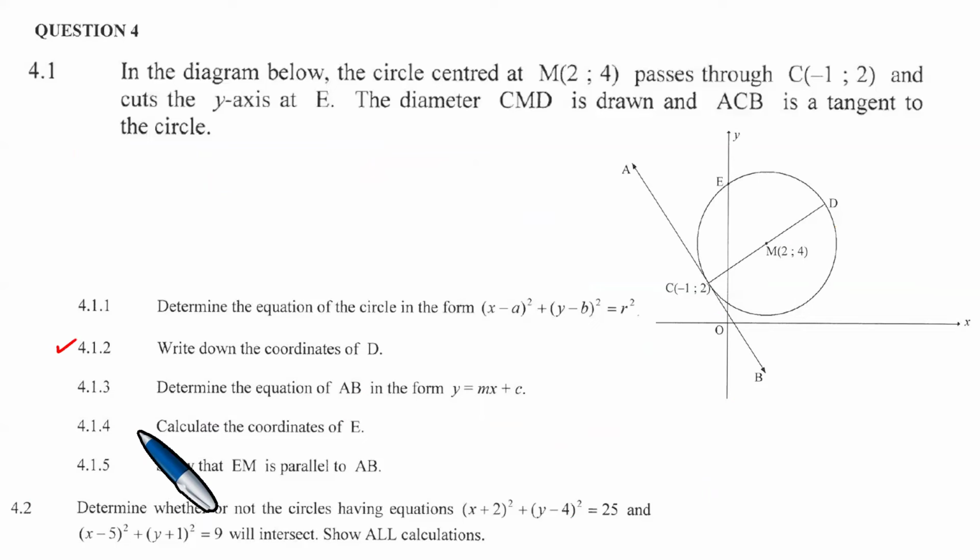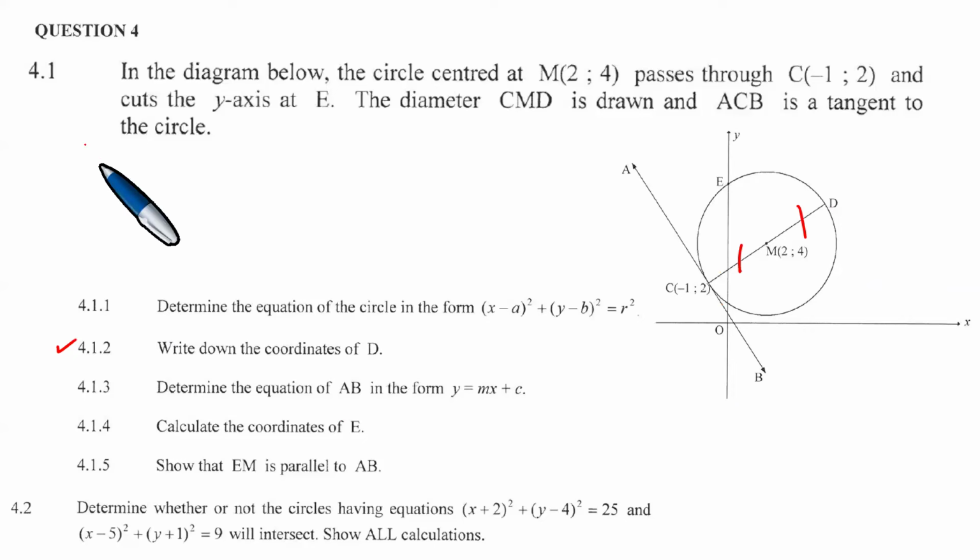Right, to find the coordinates of the point D, you need to recall that this is the center of the circle, and each of these lines like MC and MD are radii of the circle. The radii of a given circle are equal to each other, and if they are, we're able to realize, therefore, that we can find the coordinates of the point D.